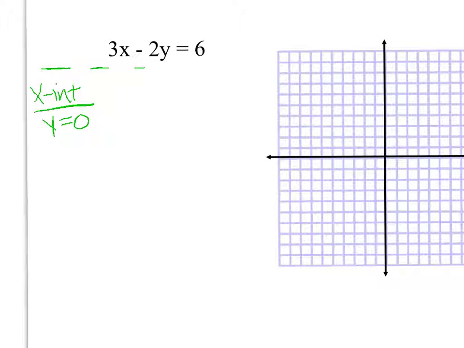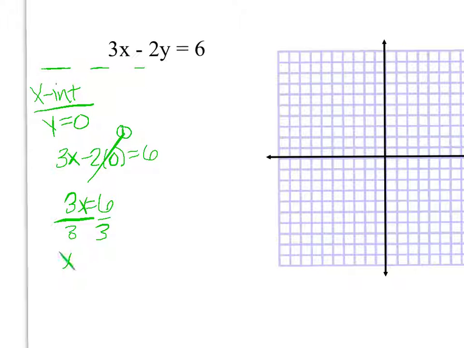And I always like to make that note on my paper just so that if I look back I remember what happened, or it's just easier to remember what's going on. So y equals 0, I plug in 0 for y. The 0 cancels out the 2, so now I just have 3x equals 6, divide by 3, x equals 2. So I find that on my axis. Then I need to do the y-intercept. Okay, for the y-intercept, x equals 0. So I plug in 0 for x.